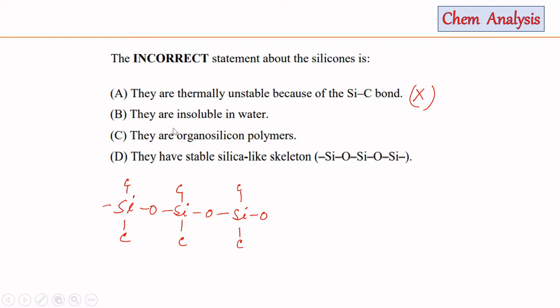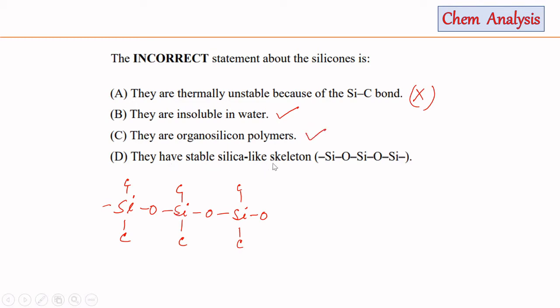And in the second option we can see they are insoluble in water, since there is an organic part in the side chain. That means in the outer sphere there will be an organic part, and they are insoluble in water, therefore silicones are really insoluble in water. So this option is correct. And they are organosilicon polymers, organosilicon in the sense that there is a silicon carbon bond, and polymer since there is a long chain of silicon carbon and silicon oxygen bonds in the structure. So this option is also correct.